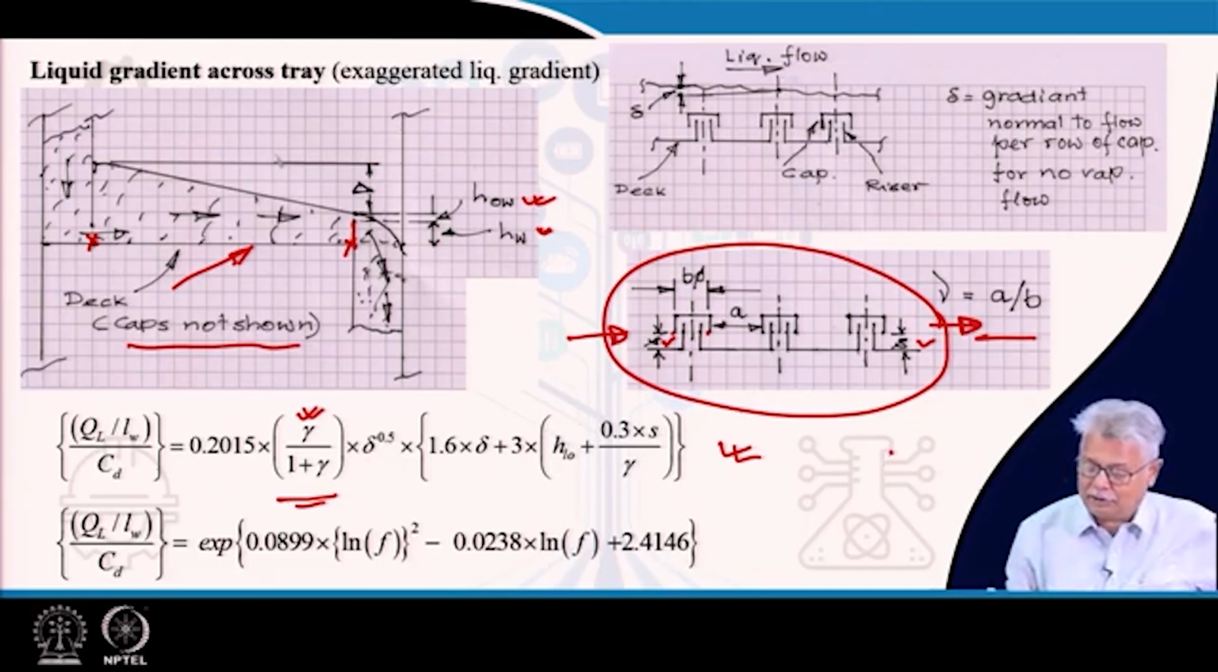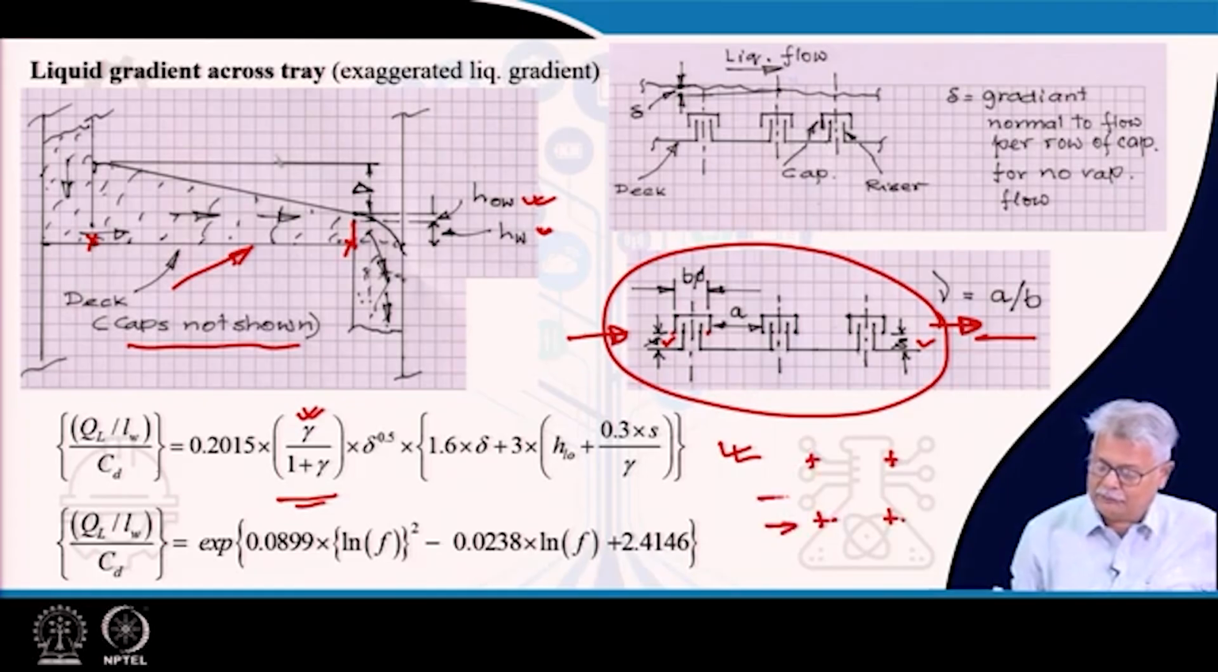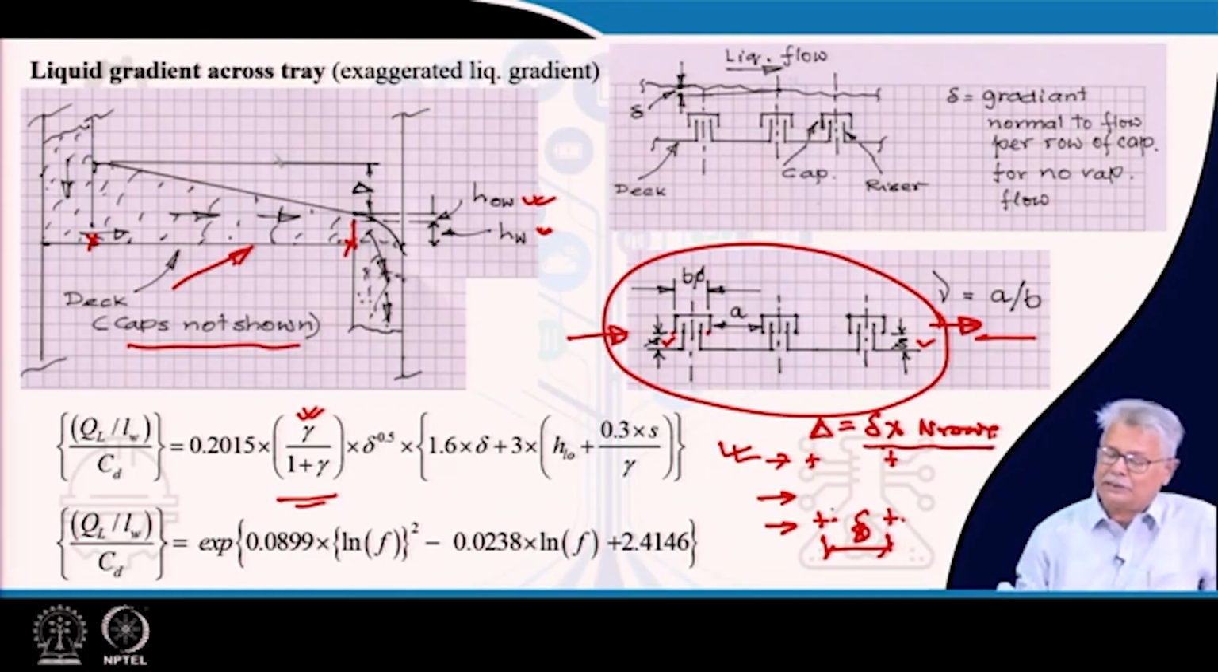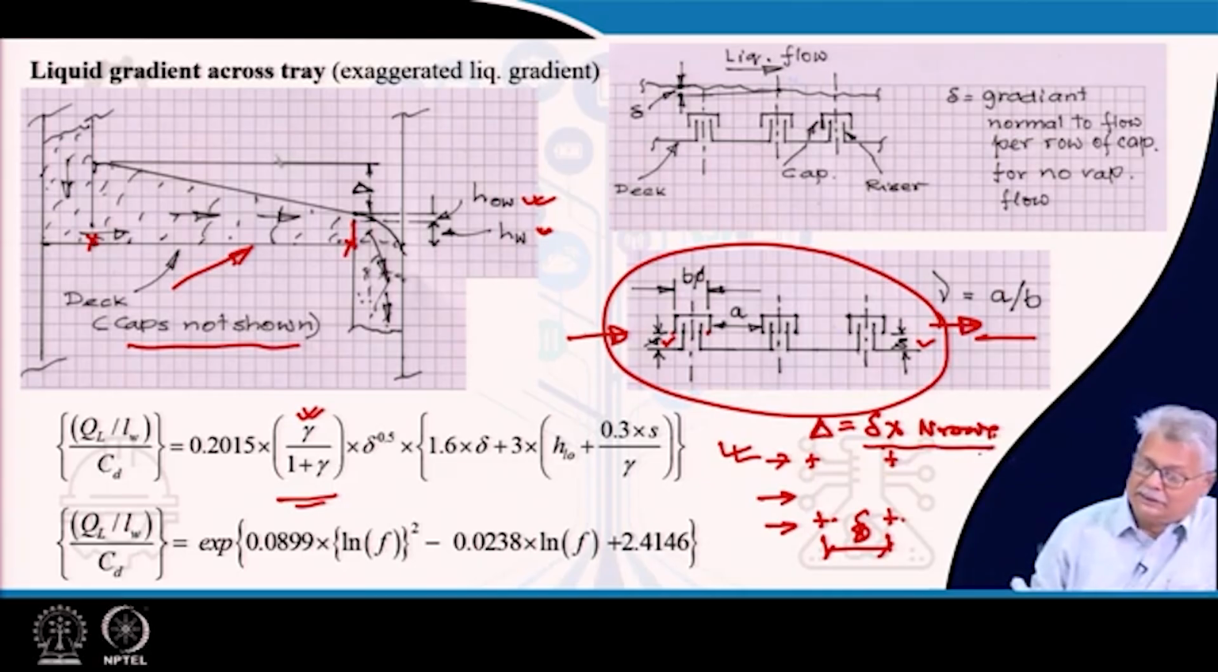See, if you have your caps oriented this way and if you have your flow of liquid this way, the head difference between these consecutive rows is basically small delta. Quite naturally, if this is per row and if you have n number of rows, then your total difference is going to be this delta multiplied by the number of rows. We are going to use that later on, but the way delta is related to the other parameters is given here. So, this is delta and here you have a delta.